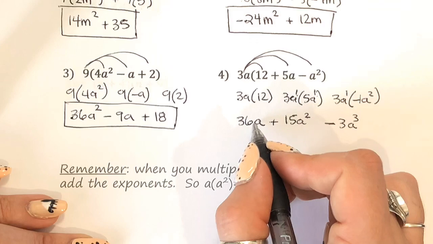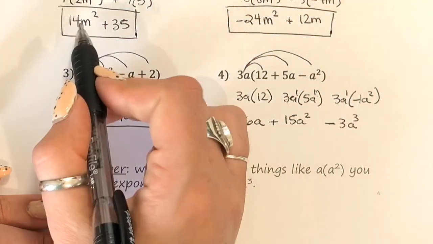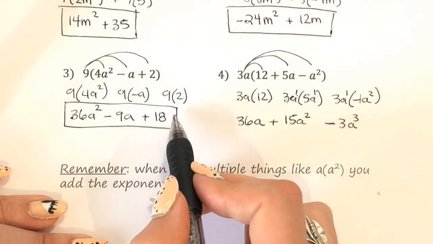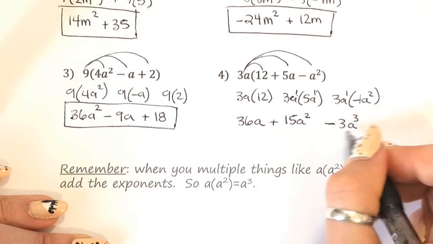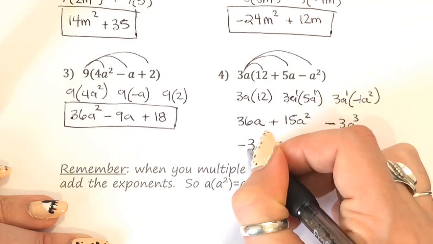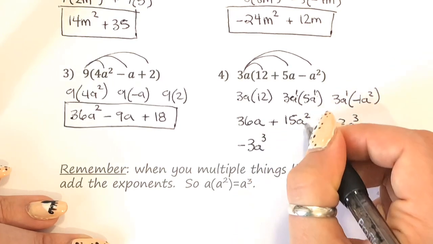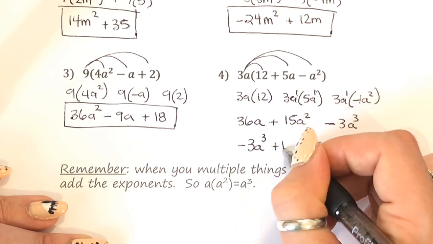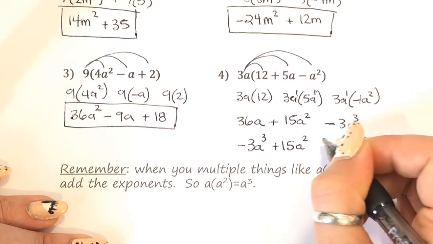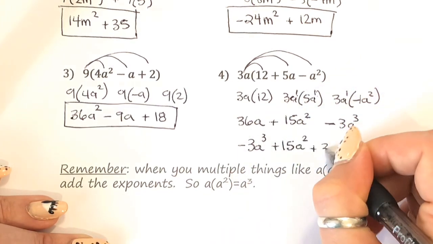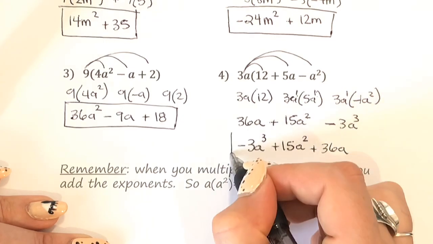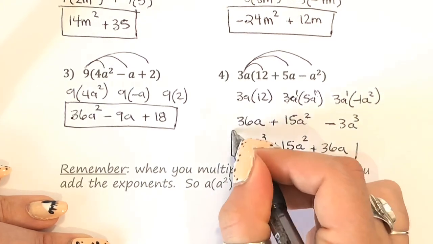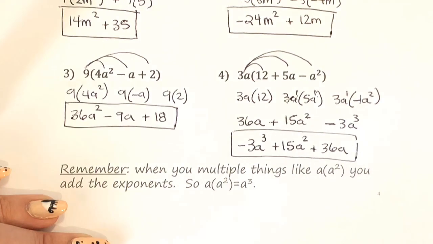And then remember, we do like it in descending form. So far, all of our answers have just been descending as we're writing them. This one's backwards. We want to do the biggest power first. So I'm going to do negative 3a to the power of 3, then the power of 2, so our 15a squared, and then our 36a. So we're going power of 3, power of 2, power of 1. Go down for your descending form.